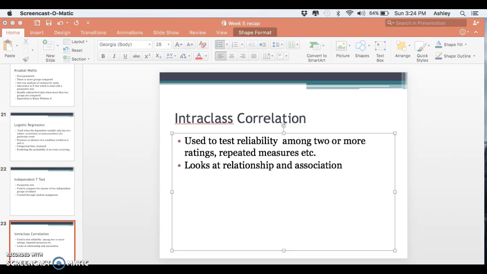So there's that relationship again. And it can reflect both degree of correspondence and agreement among raters. So that makes a big difference for us. Essentially, it's used to test reliability among two or more ratings or repeated measures, and it looks at relationship and association. You may not see this a whole lot right now, but if you're looking at an article and it's talking about how they determined reliability, this may be one of the coefficients that they use to help determine that.